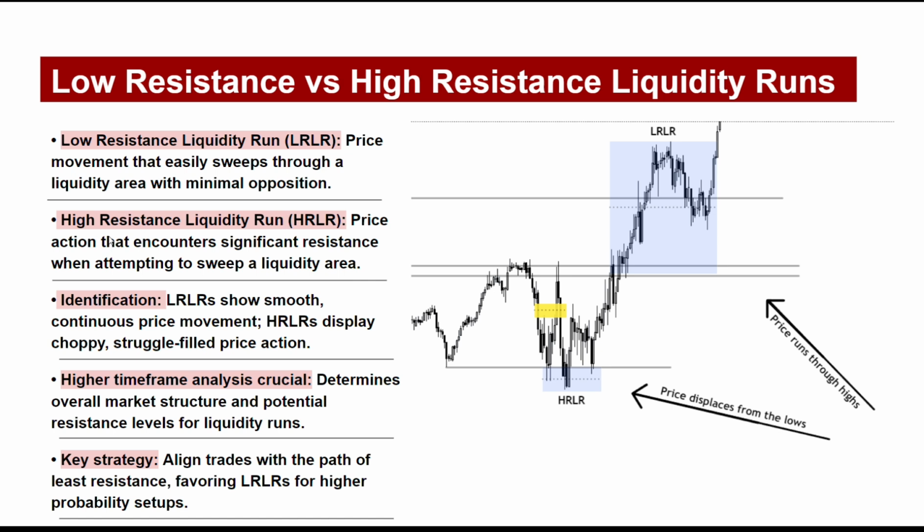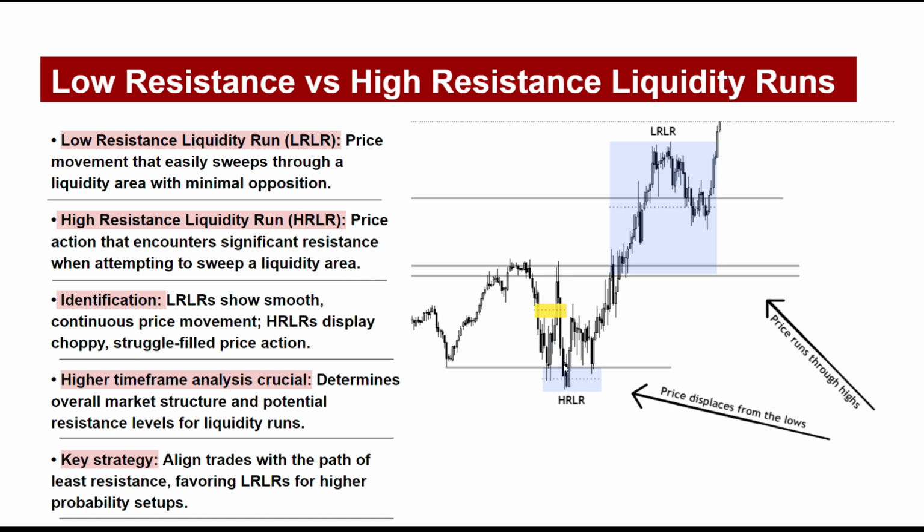A high resistance liquidity run is price action that encounters significant resistance when trying to sweep one of the liquidity pools. And we're looking at this from an external point of view. And then low resistance can be from an internal point of view. So we have this external low right here. And this external low is swept. And we show minimal displacement off of the sweep, right? There's no displacement lower. Usually we want to look for price that does not close below, but as you can see here, price closed below, but we get that quick reaction back up.